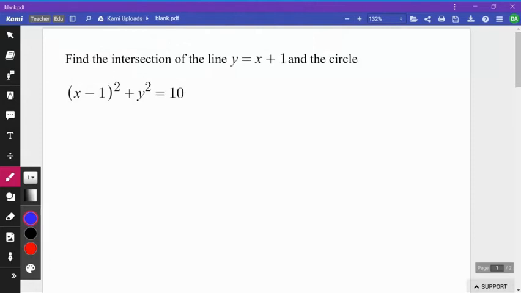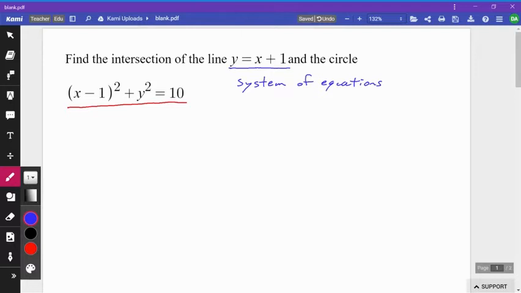Hey kids, so the goal today is to find the intersection between this line, y equals x plus 1, and the circle, (x minus 1) squared plus y squared equals 10. And we're going to go through the algebra way of doing this. There is a possibility that we could graph this, but we're trying not to use the graphing calculator here. We're trying to show the algebra behind solving this system of equations.